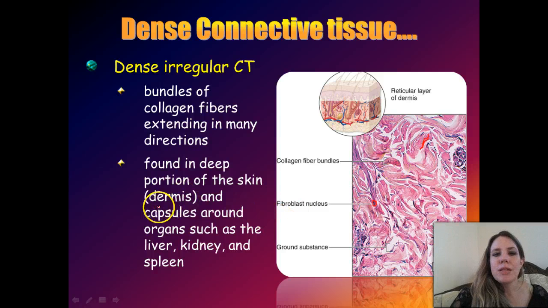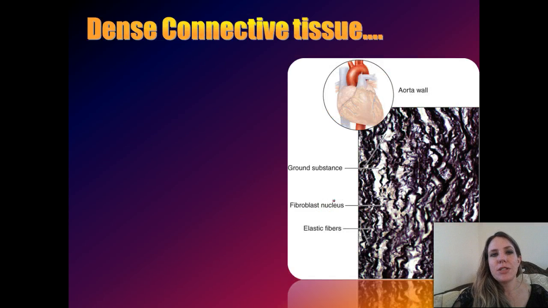Okay, so this is again making up your dermis, the deep part of your skin, and the capsules around your organs. Okay, so like kidneys, liver, spleen, etc. Okay, so that is the dense irregular connective tissue.